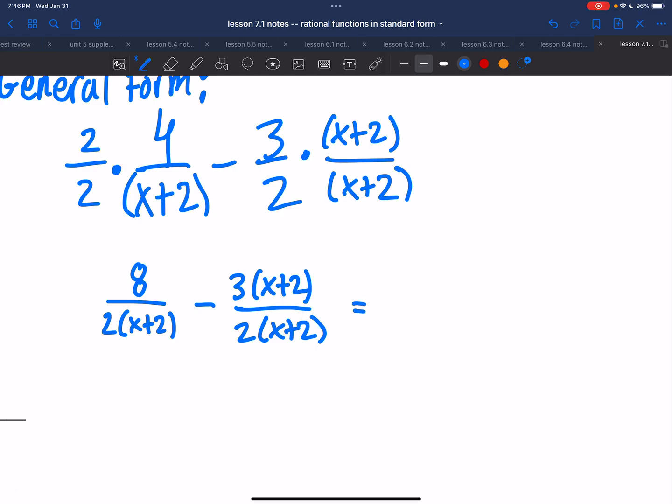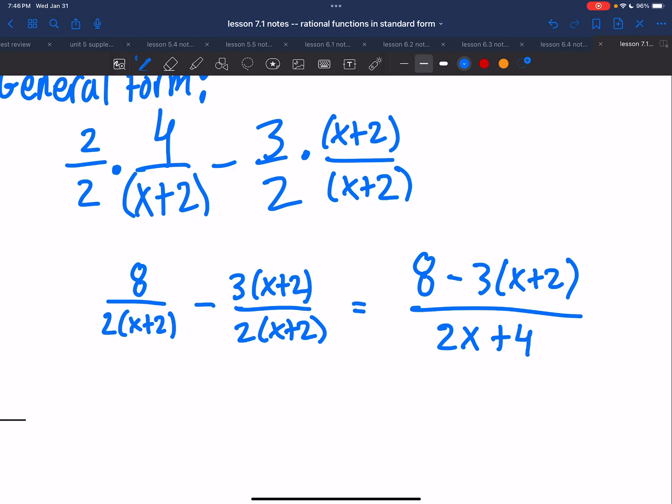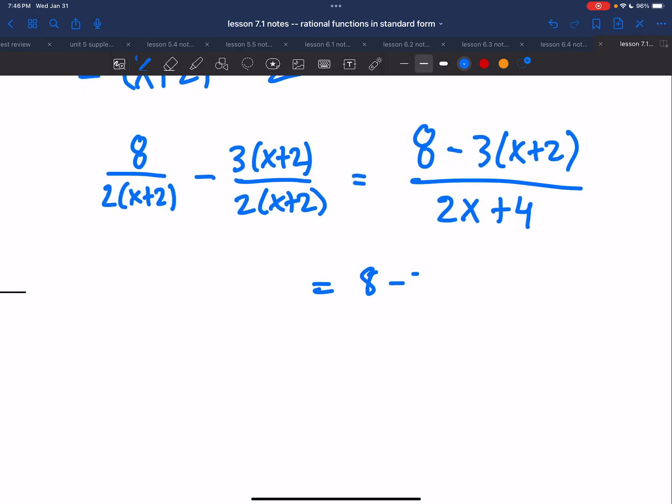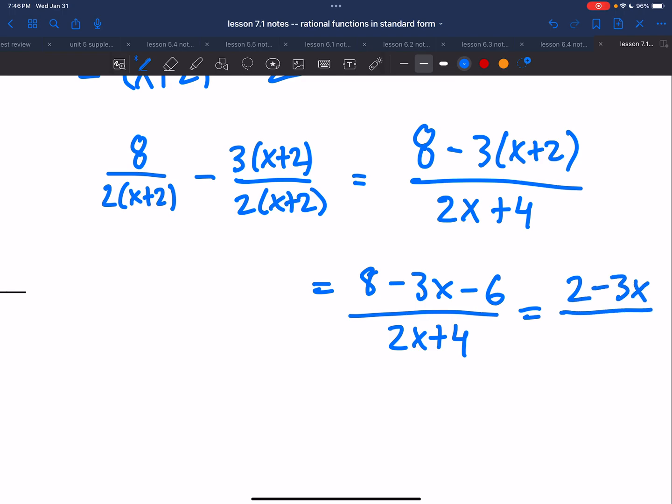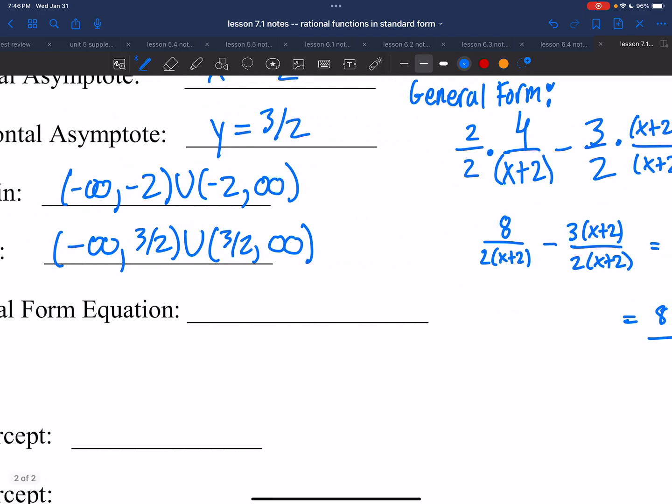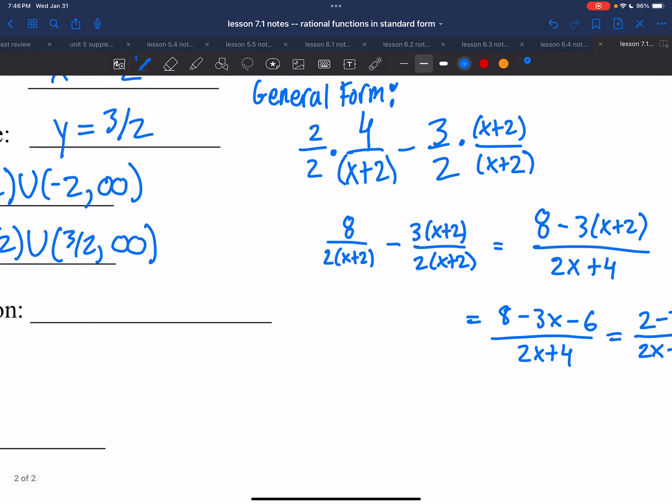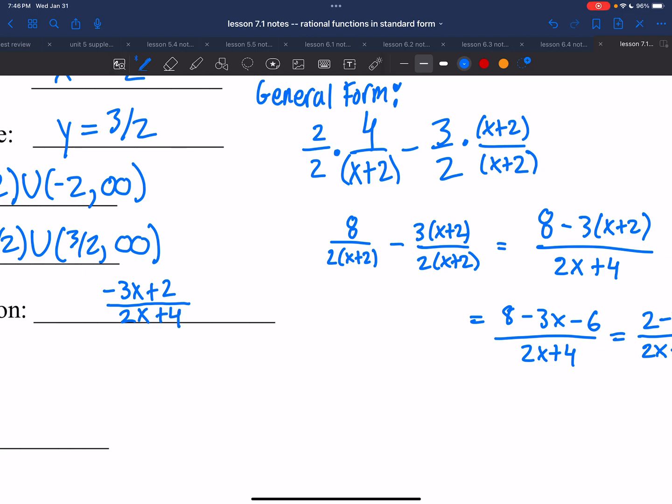You could put this together over 1. You say 8 minus 3 times x plus 2 over, and I'll just go ahead and distribute 2x plus 4. Let's distribute the -3. So 8 minus 3x minus 6 over 2x plus 4. Fully simplified, 8 minus 6 is 2. So it's 2 minus 3x over 2x plus 4. I can leave it like that. That's fine. I'll go ahead and write it as -3x plus 2 over 2x plus 4. And that is good.